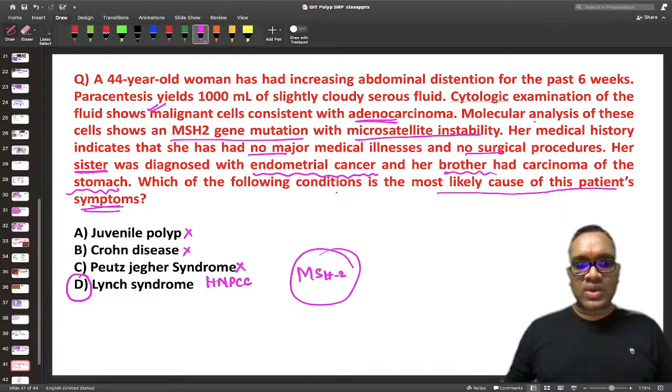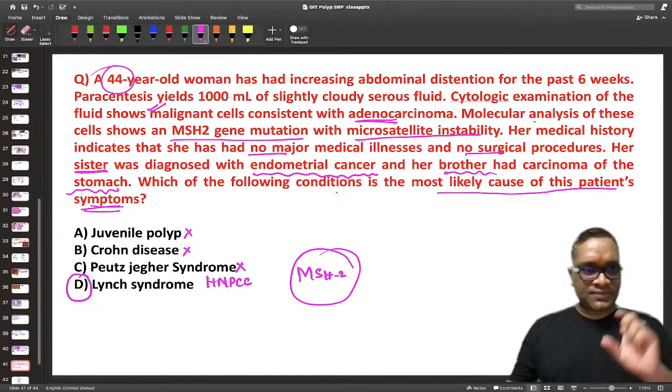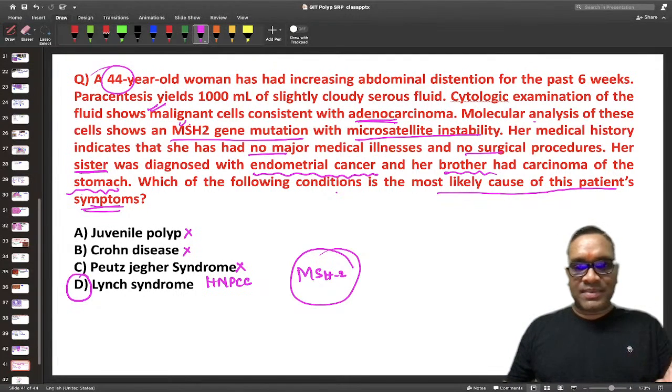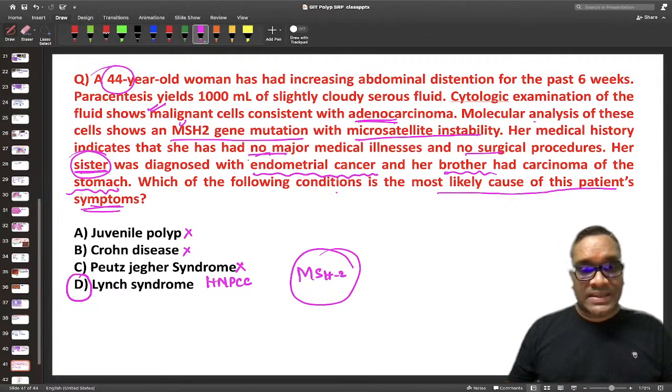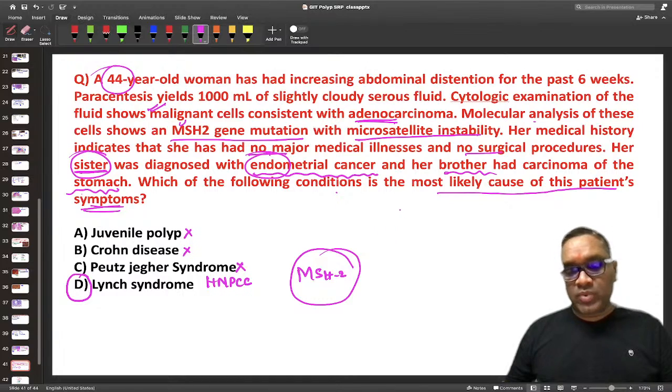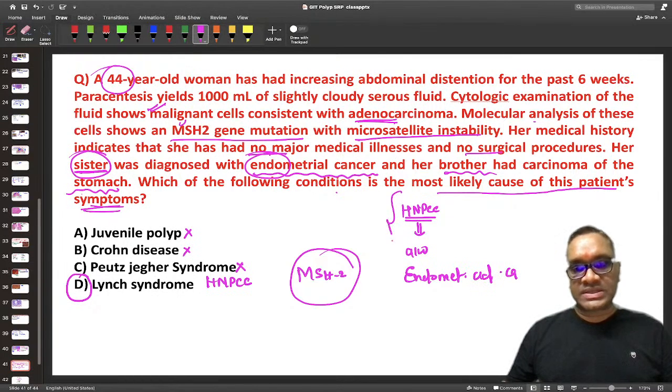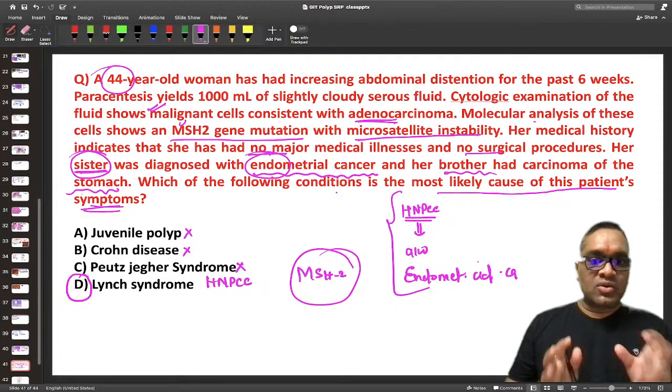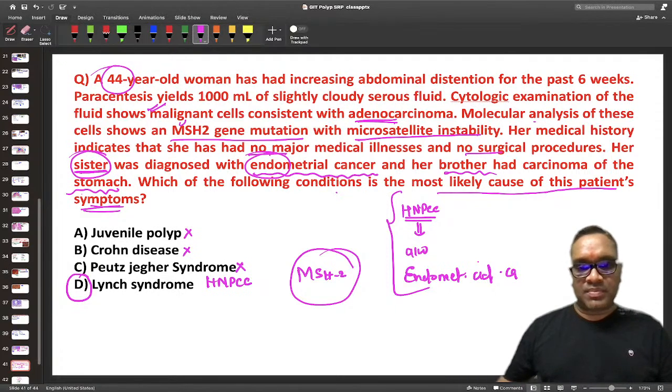So in this question, if you look carefully, the age is 45 years, right? And the malignant cells were present. Mutation is MSH2 mutation. On clinical history, female, her sister is having what cancer? Endometrial cancer. So remember this point, that hereditary non-polyposis colorectal cancer has an association with endometrial adenocarcinoma also, right? That was the NEET PG question in 2017. Endometrial adenocarcinoma is also associated with these people. So that is why your diagnosis should be Lynch syndrome.